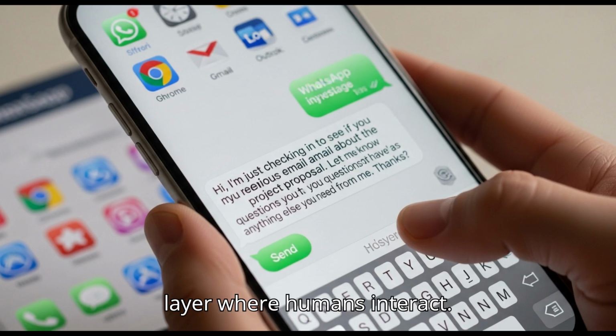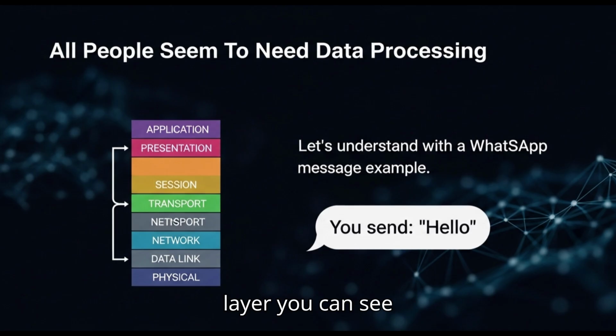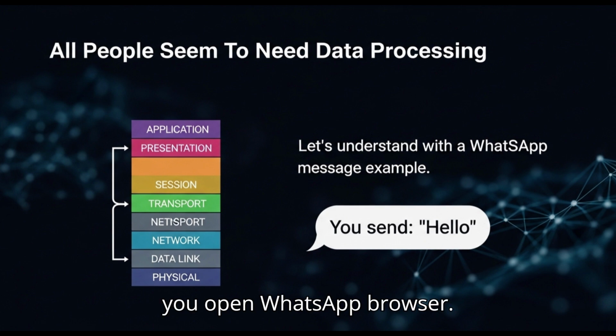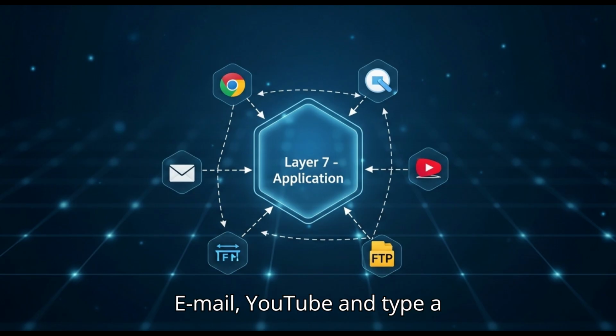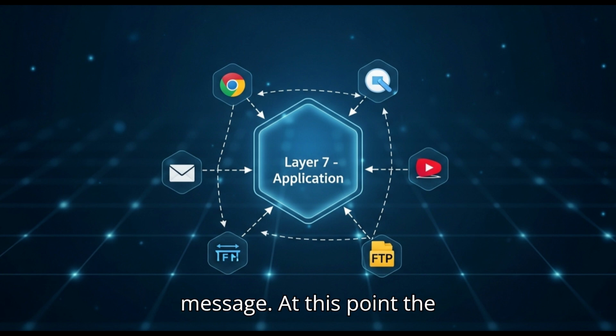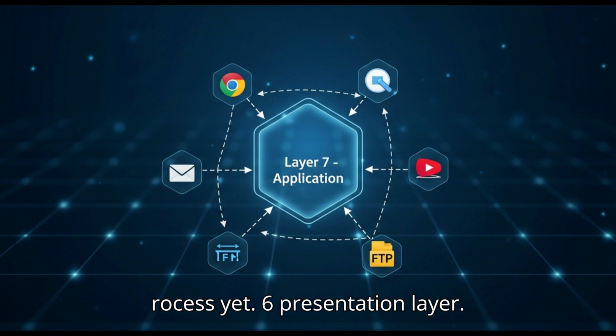Hello. 7. Application layer, where humans interact. This is the only layer you can see. You open WhatsApp, browser, email, YouTube, and type a message. At this point, the computer just knows the user wants to send data. No network process yet.